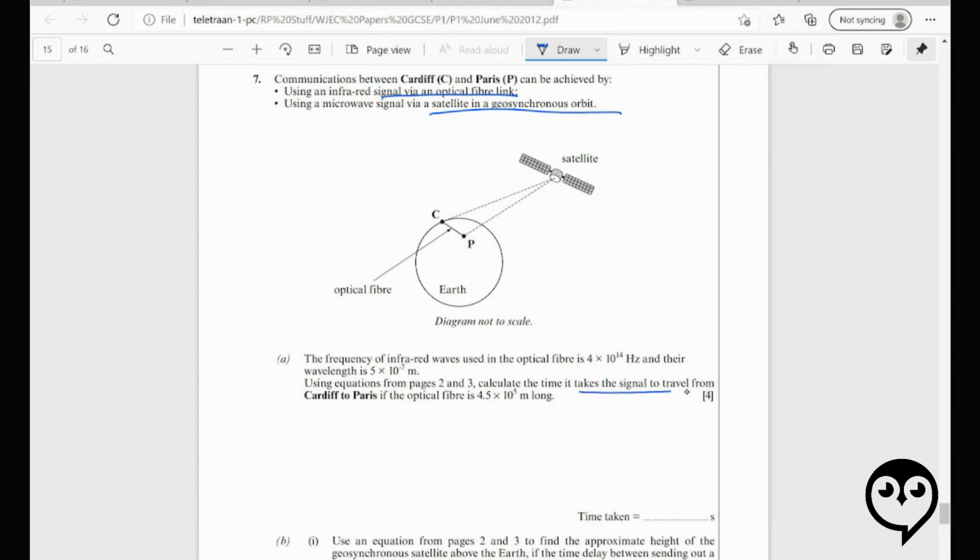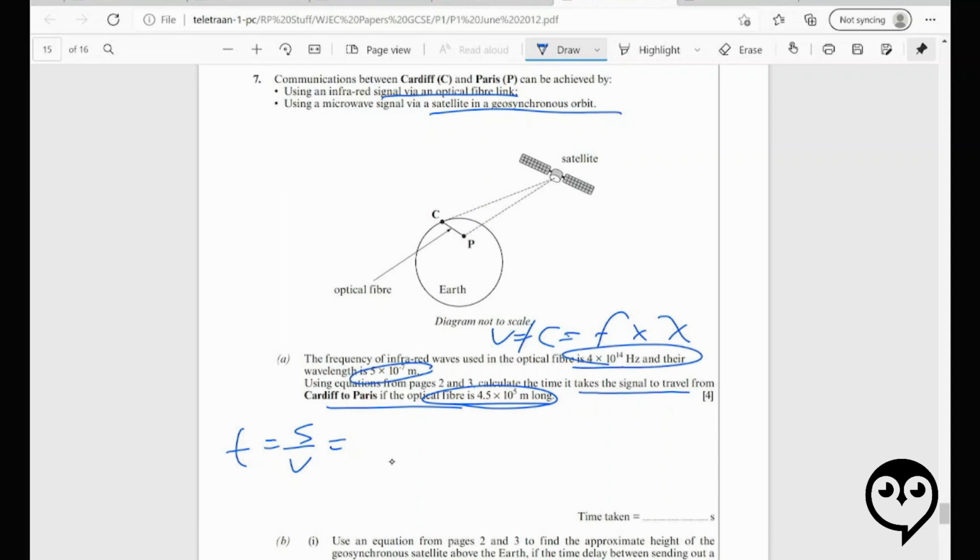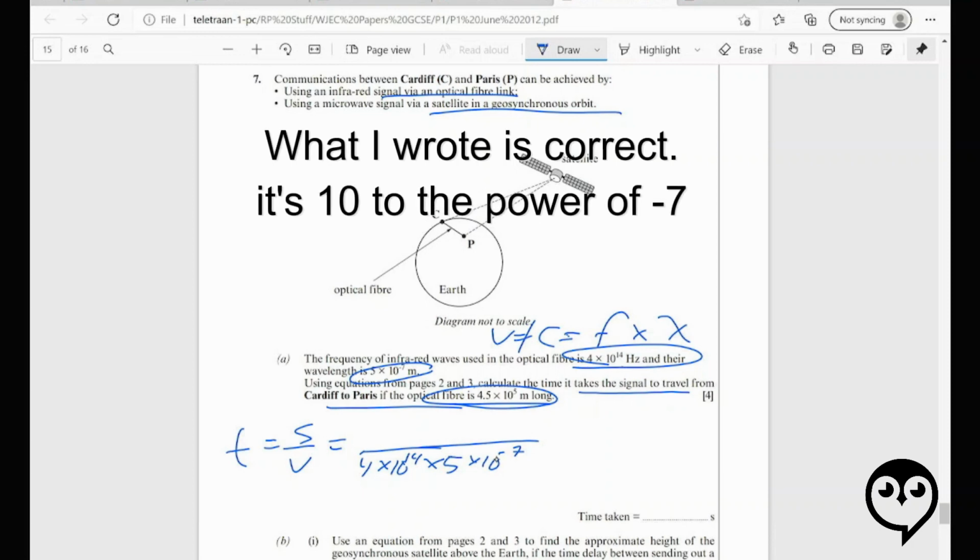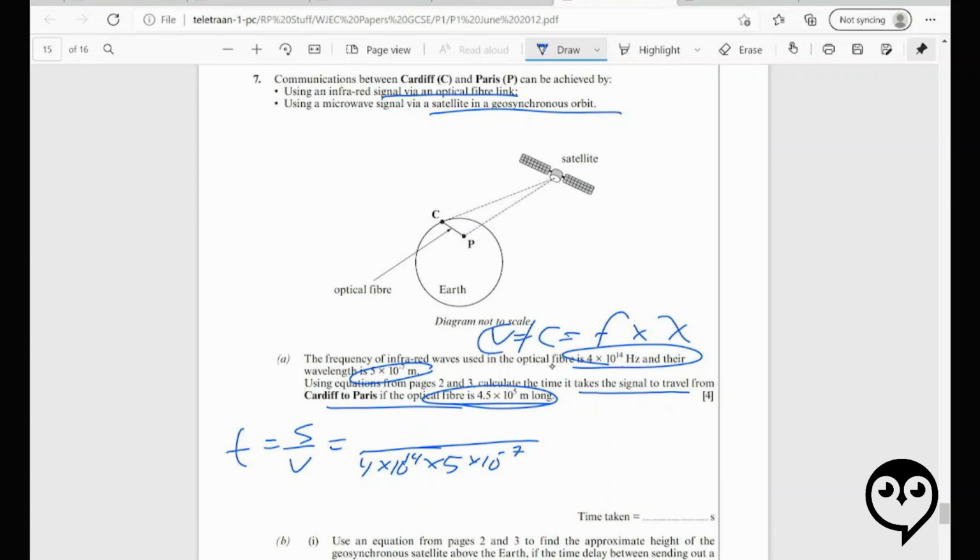Calculate the time it takes for the signal to travel if the fiber cable is this long. So time is distance divided by velocity, but we are not putting in c for speed of light. The velocity is going to be frequency times wavelength, because here's the frequency and there's the wavelength. Your velocity is 4 times 10 to the 14 times 5 times 10 to the negative 7, because the velocity of that radiation in the glass will be slower than the speed of light. c is in a vacuum. We're not in a vacuum.